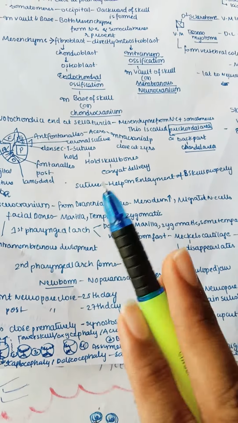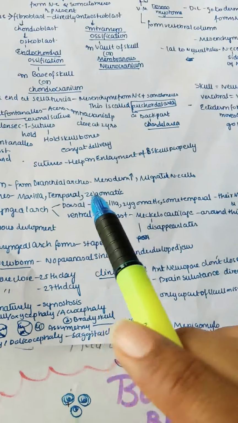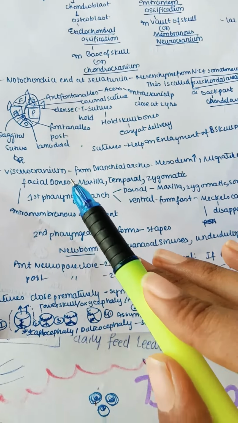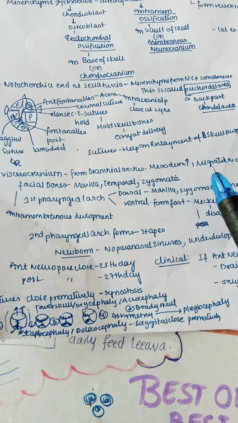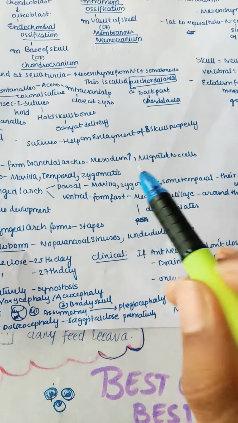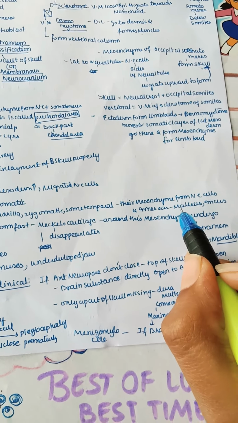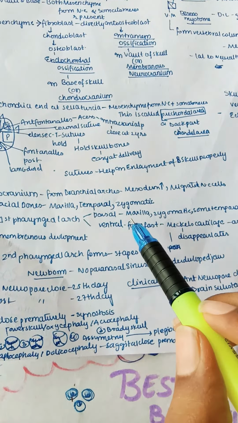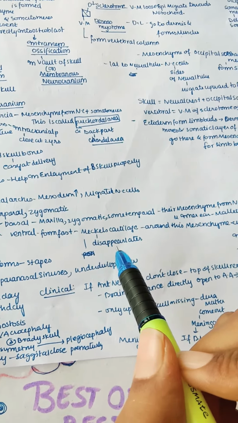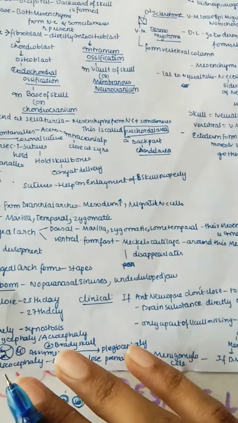So the viscerocranium forms mainly from the branchial arches, as we just studied, also known as pharyngeal arches, right? So mesoderm is very high, and they migrate and also have migrated neural crest cells. So we know the facial bones: maxilla, temporal, zygomatic, right? So the first pharyngeal arch is divided into dorsal and ventral parts. The dorsal part gives rise to the maxilla, zygomatic, some part of the temporal, then mesenchyme from neural crest cells, and the inner ear ossicles like malleus and incus. So all these bones are formed from the dorsal part of the pharyngeal arch. And the ventral part first forms Meckel's cartilage, and later it disappears, and around this the mesenchyme undergoes intramembranous ossification to form the mandible.